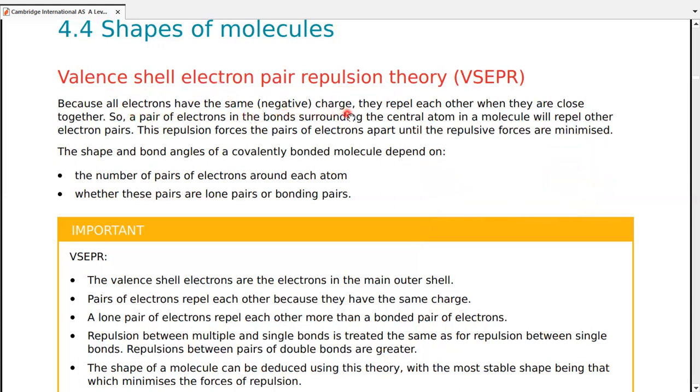Because all electrons have the same negative charge, they repel each other when they are close together. So a pair of electrons in the bond surrounding the central atom in a molecule will repel other electron pairs. This repulsion forces the pairs of electrons apart until the repulsive forces are minimized. So we are going to repel them so much so that the repulsive forces would be kept minimized by keeping them as far apart as we can. And when we draw a circle, the most far apart points are at 90 degrees angle, like this, as you might have studied in mathematics. Hence, we draw a pair over here, over here, over here, and over here. I guess now this makes a lot more sense other than the neatness of the drawing, right?